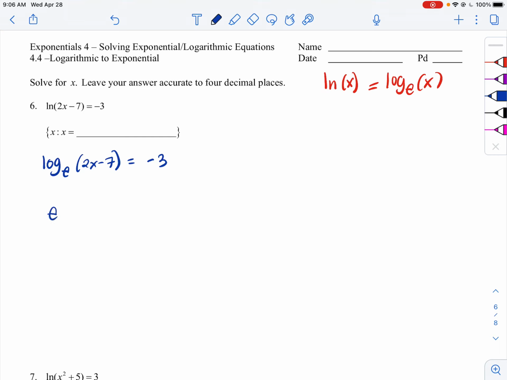So I have e, same thing as what we did earlier, to the power of negative 3 equals 2x minus 7. Okay, I'm going to rearrange that. I'm going to put the 2x minus 7 on the other side so that I'll have an easy transition. And you can solve e to the power of negative 3 right now. Now, how do we solve e to the power of negative 3?